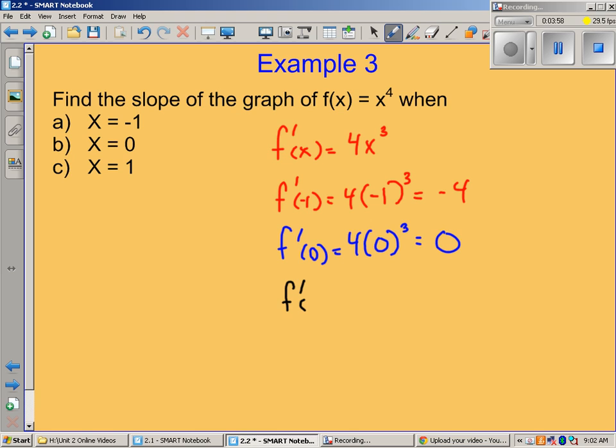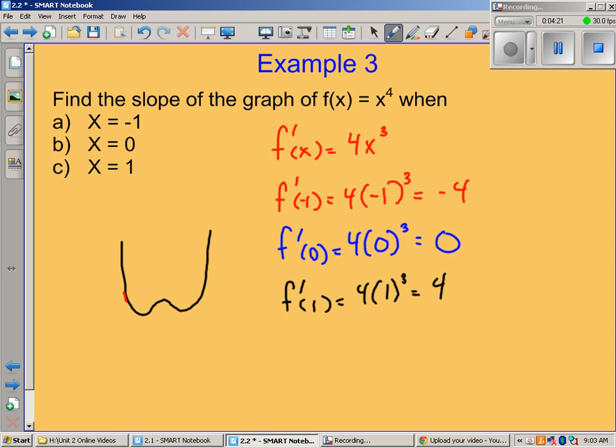And so now if I put 1 in, it's going to be 4 times 1 cubed, and when I simplify that, I get 4. Well, this may or may not make sense to you, but when you're looking at the graph of x to the 4th, remember it's kind of a W-shaped graph. Looks something like that. And at 1, I'm looking at a point somewhere over here that would be at -1.